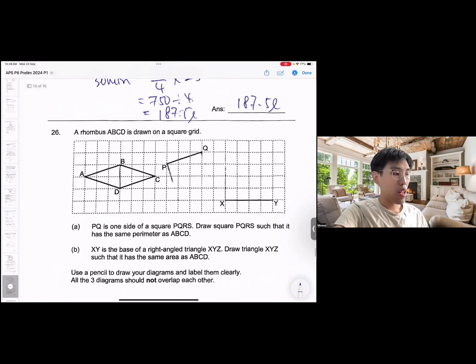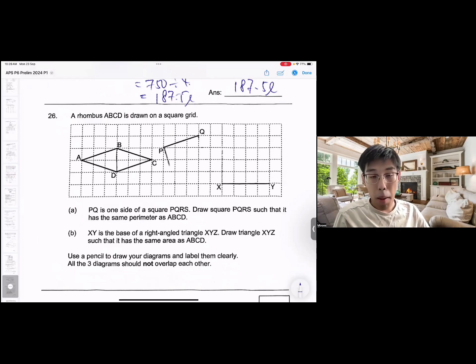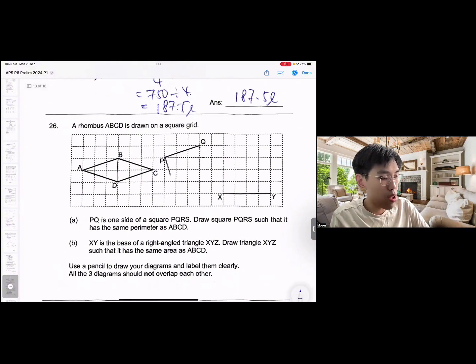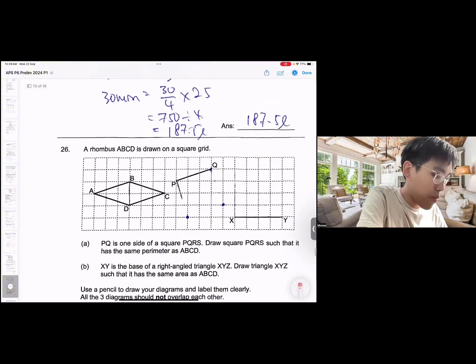Okay, moving on. Question 26. PQ is one side of the square. So this one is quite straightforward because it's a square. Draw PQRS such that it has the same perimeter as ABCD. Since they already say it's a square and PQ is already drawn, no need to be too hard up about it. So it's just 3 to 1. So this is 1 point, this is 1 point, and then this is 1 point. So we just draw a straight line.